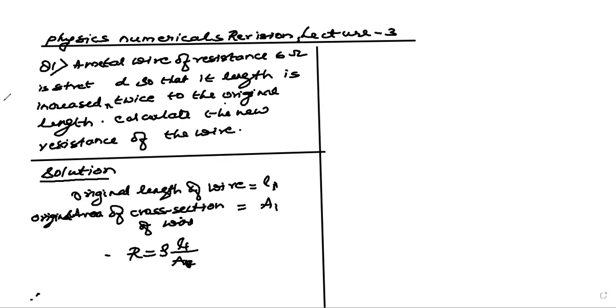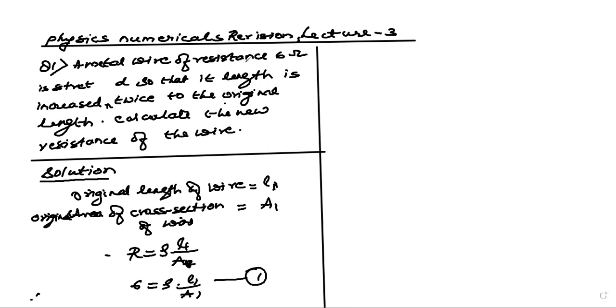Now, please have a look here, children. We don't know L1, children. They only said the original resistance is 6 ohm. Got it? So therefore, 6 is equal to rho into L1 upon A1, and I call it equation 1.